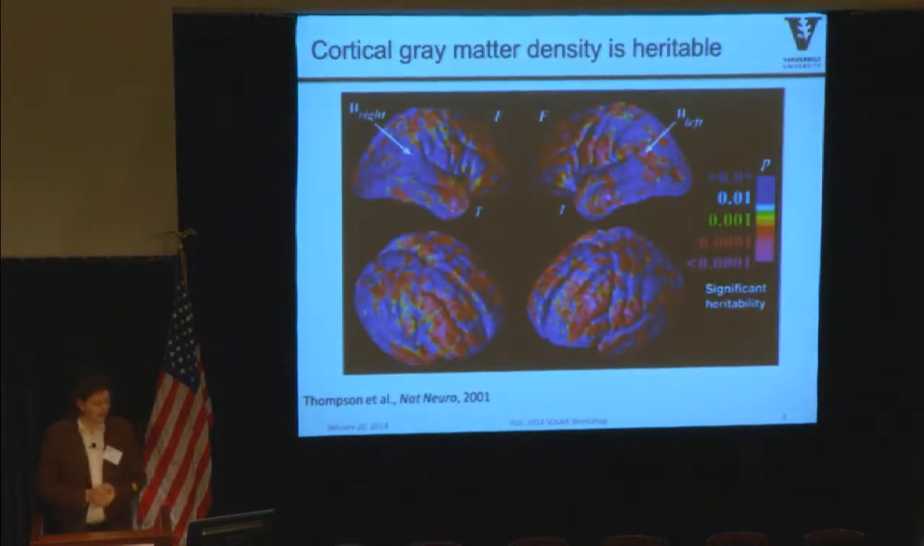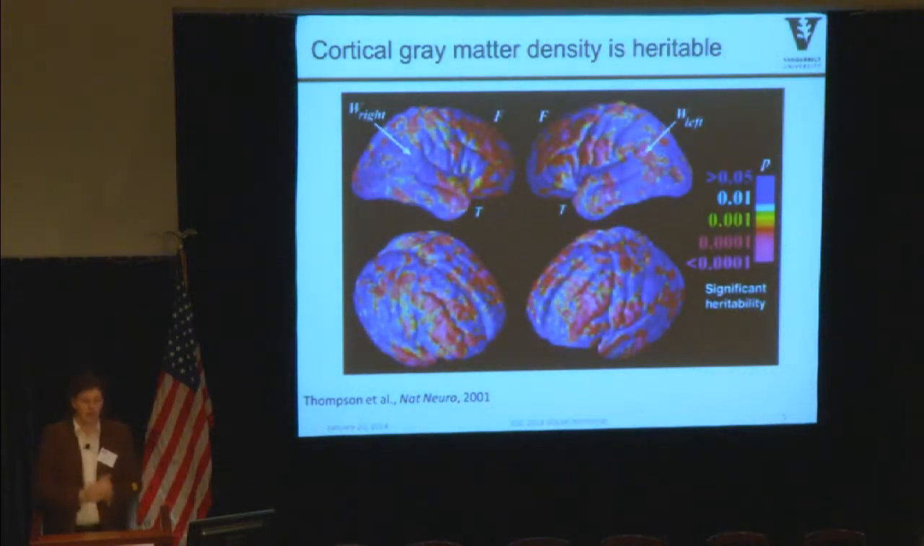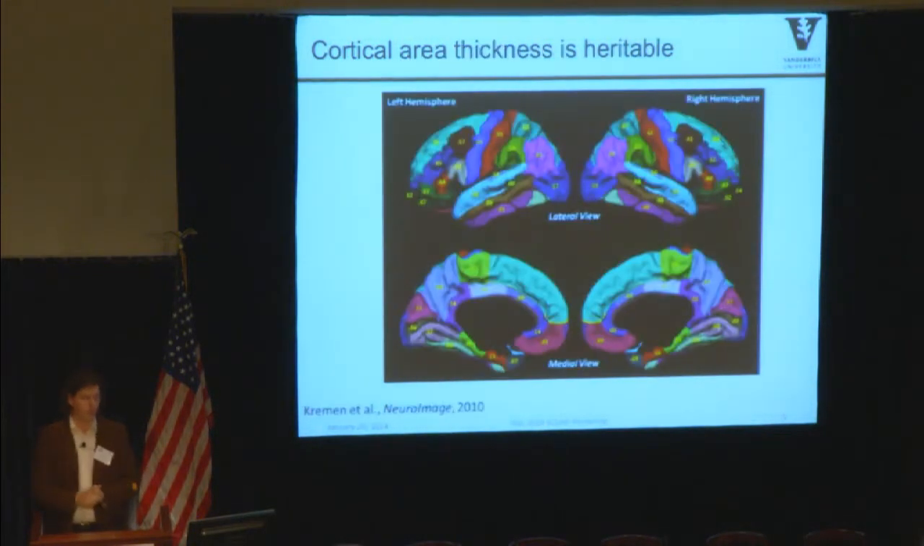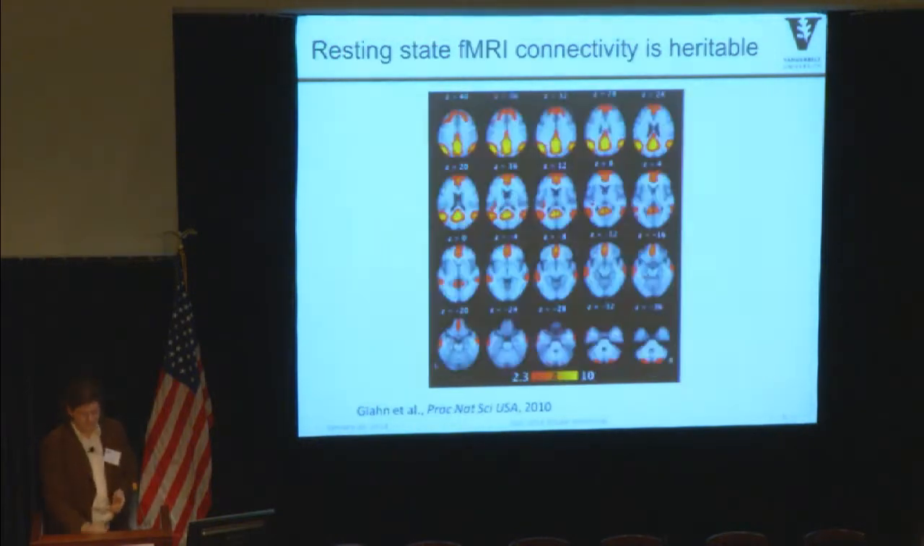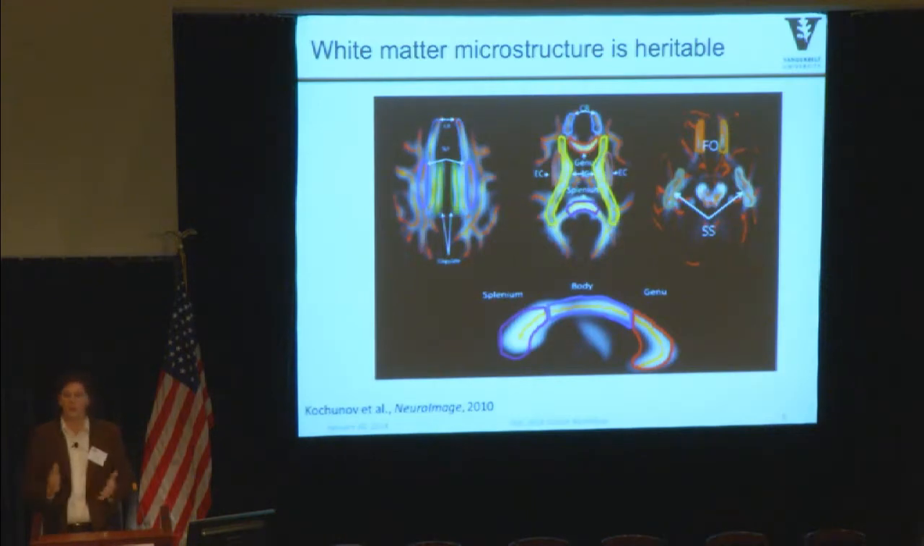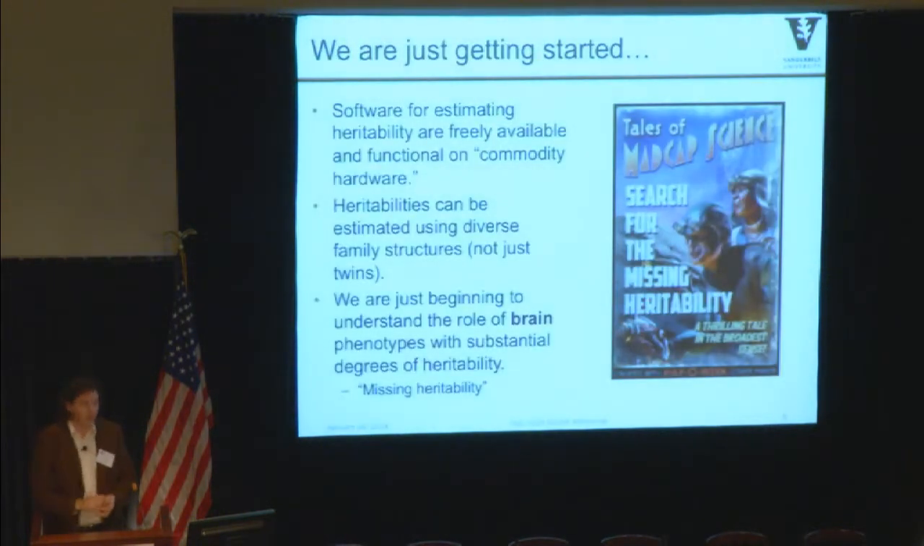Well, this has been done a lot. Starting in Paul's group in 2001, we have cortical gray matter density is heritable. Cortical area thickness is heritable. Resting state fMRI connectivity is heritable. White matter microstructure is heritable. Okay, we're done, right? No, actually, we're just getting started.